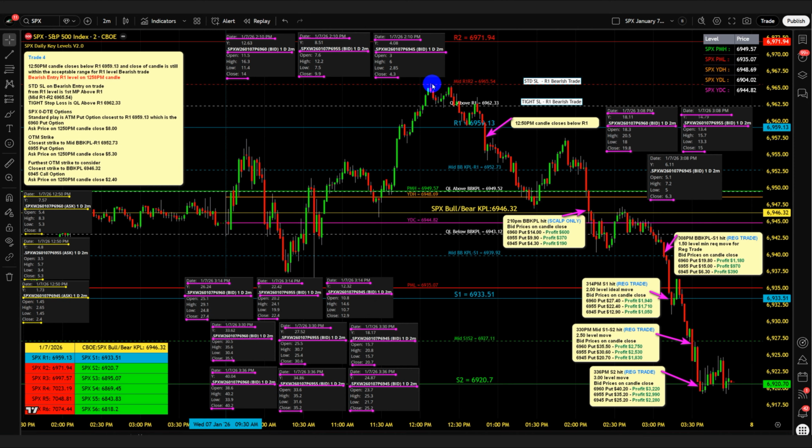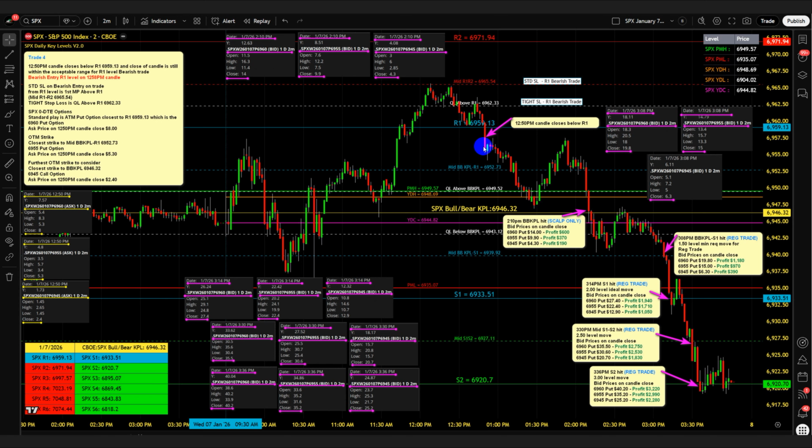Okay, so we got the 1.5 level hit move here. Trade number 4 is a bearish trade off of the R1 level. Remember, we said that you can take bullish or bearish trades off of any of the main key levels with the V2.0 indicator. The main key levels, again, with this indicator are the bull bear KPL level, the R1 through R6, and S1 through S6.